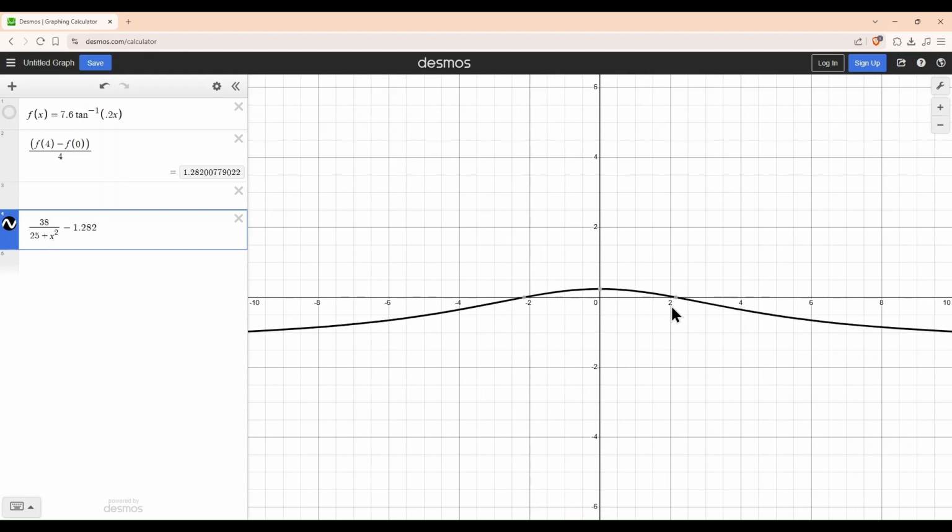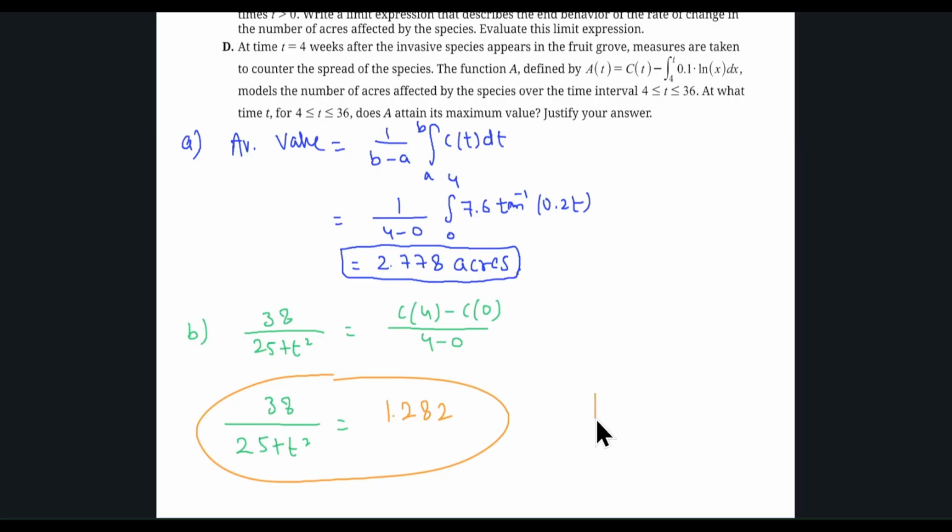So click on this home button. Obviously t is weeks, so you're looking for weeks. So this is going to be our answer, right? 2.154. So we're going to say here that the number of weeks is 2.154. Right, that should answer part B.